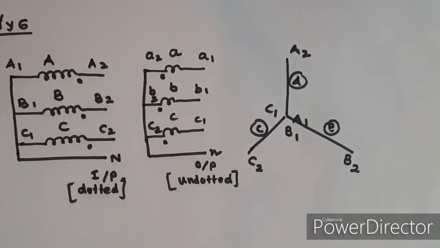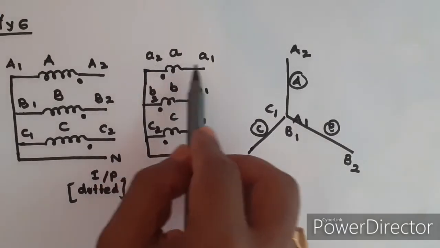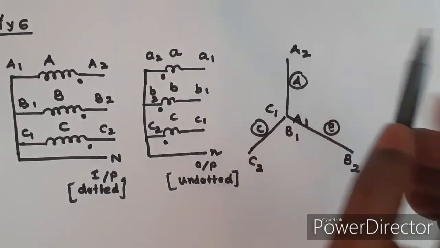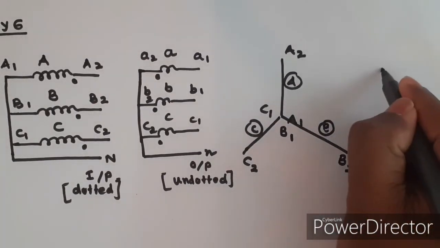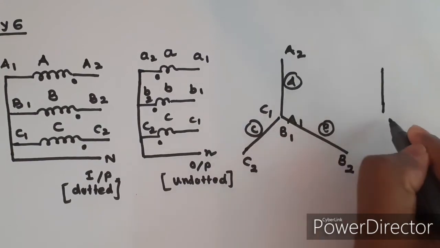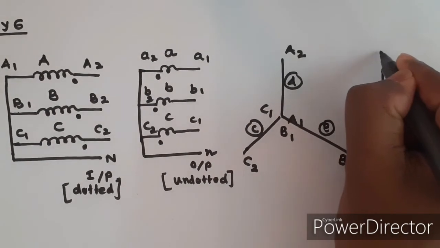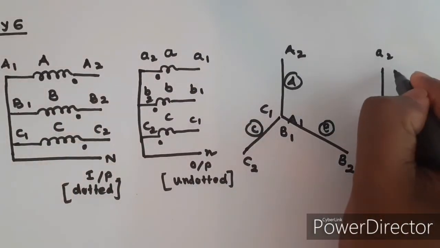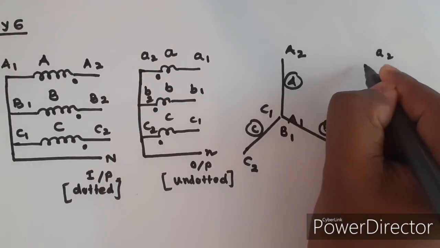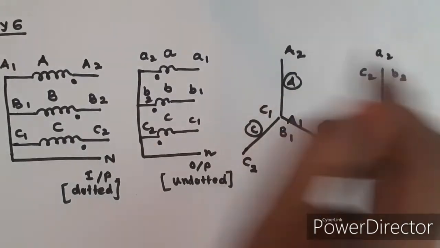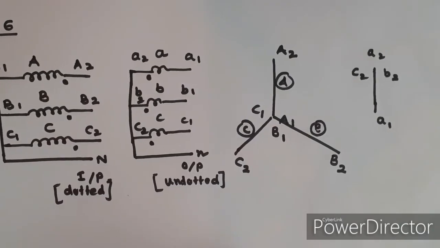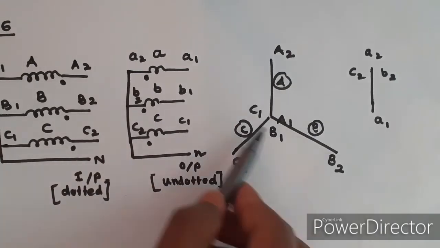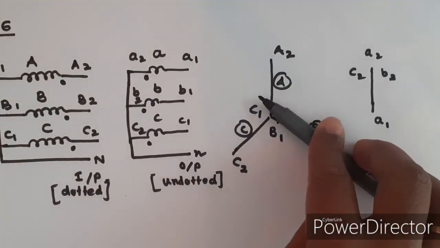Now the LV phase voltage A1, A2 will be exactly parallel. This is your A1, A2 and it will be exactly parallel to A1, A2. Here A2, B2, C2 are at the same point. This voltage B1, B2 will be exactly parallel to B1, B2.